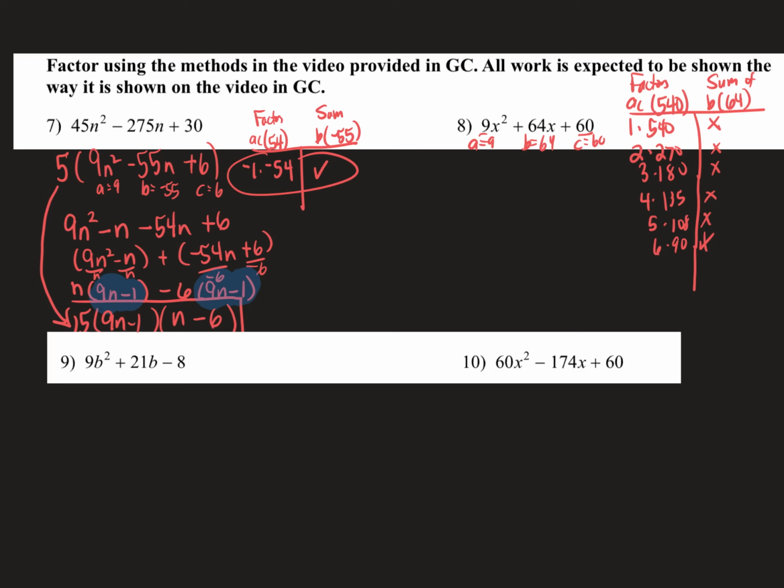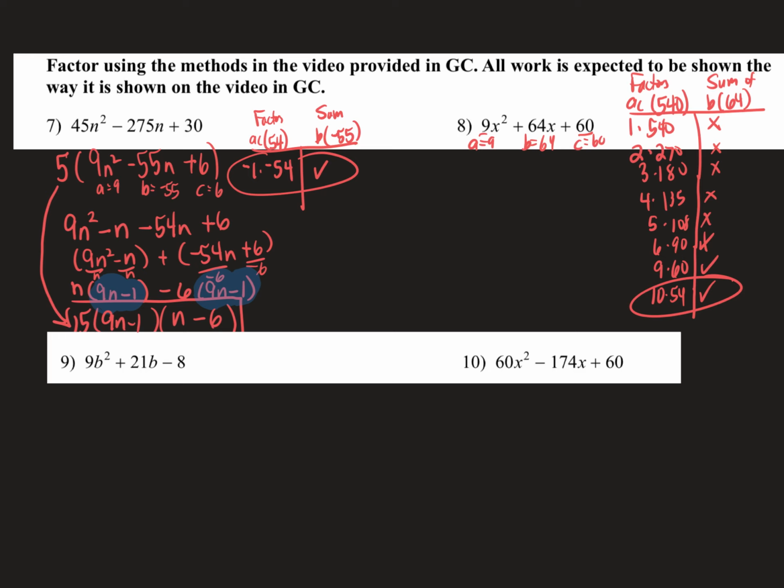I do not believe 540 is divisible by 7. 540 divided by 8. Nope. Divided by 9. 9 times 60. We're getting closer. And then 10 times 54. I should have seen that one to start with. That's the one that works. Okay, because 10 plus 54 is 64.